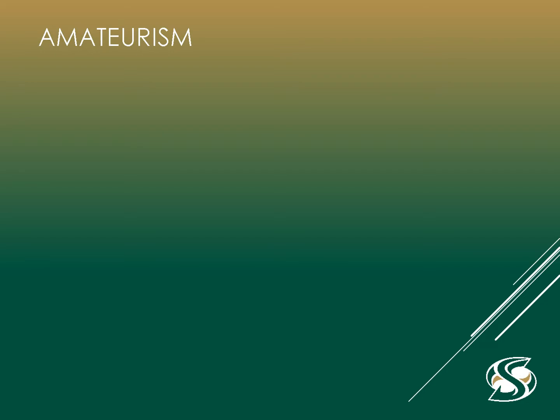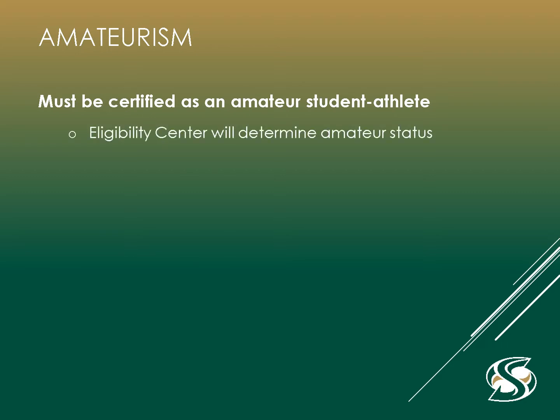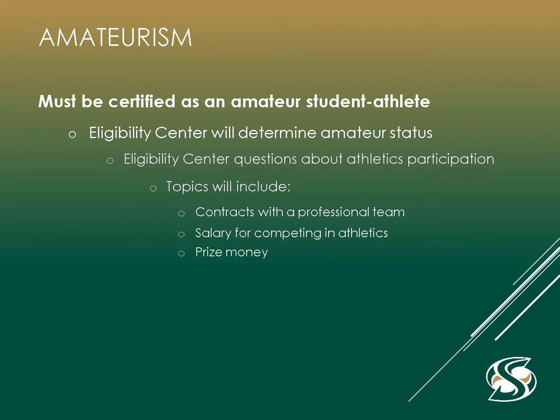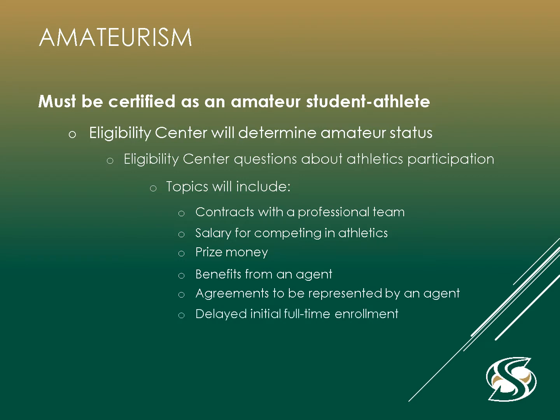Next in the initial eligibility process is amateurism. You must be certified as an amateur student athlete to compete with the NCAA. The NCAA Eligibility Center will determine your amateur status. A series of questions will be asked about your athletics participation. The topics will include contracts with a professional team, the salary for competing in athletics, prize money, benefits from an agent, agreements to be represented by an agent, delayed initial full-time enrollment, and training expenses.